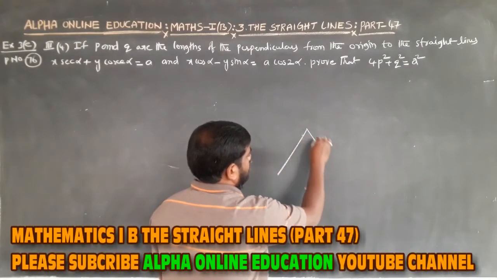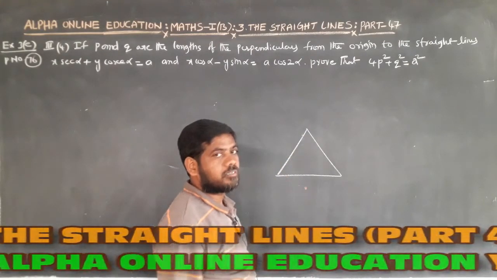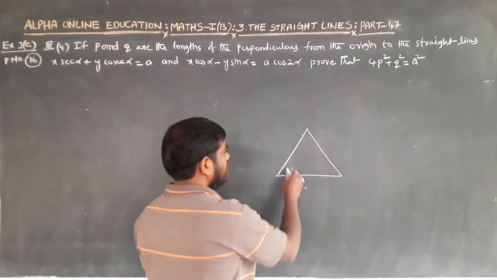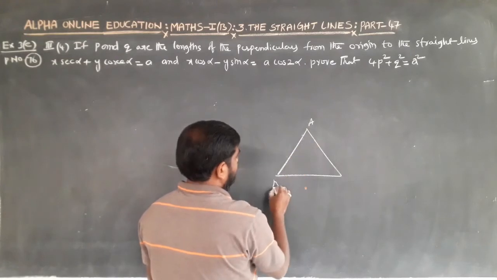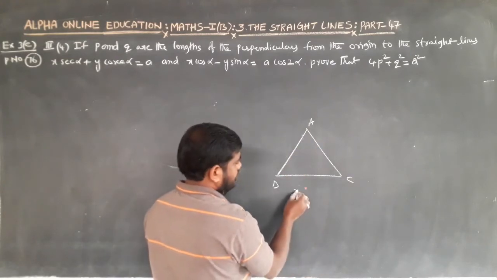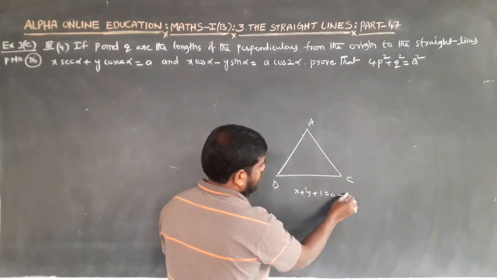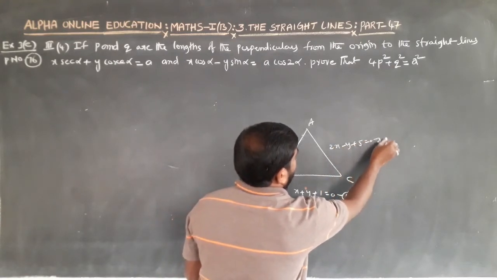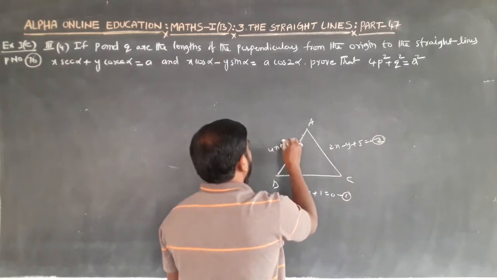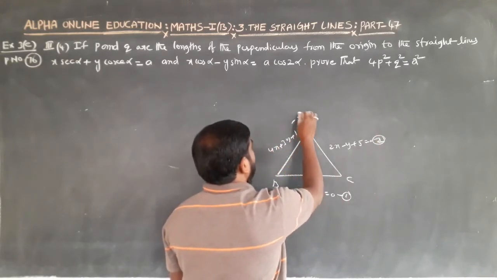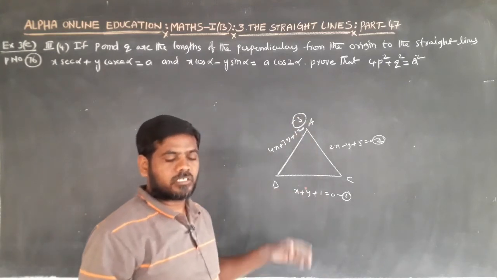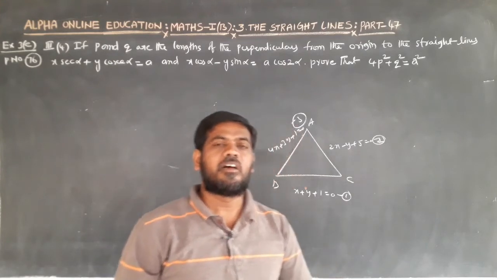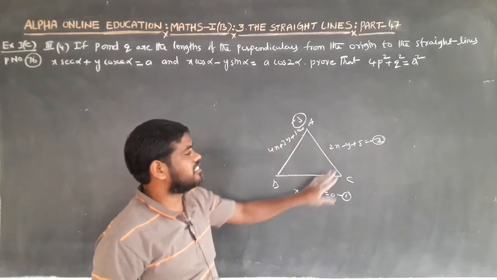Find the orthocenter, circumcenter or incenter of a triangle, given the sides. Suppose x + y + 1 = 0, 2x - y + 5 = 0 and 4x + 3y + 1 = 0. Find the circumcenter, orthocenter or incenter of the triangle whose sides are these.